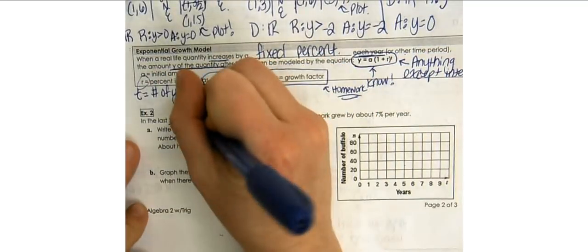So for example, in example 2, it says in the last 12 years, an initial population of 38 buffalo in a state park grew about 7% per year. Write an exponential growth model giving the number n of buffalo after t years, and about how many buffalo were in the park after 7 years. Okay, so it might be in our best interest to identify our variables first.